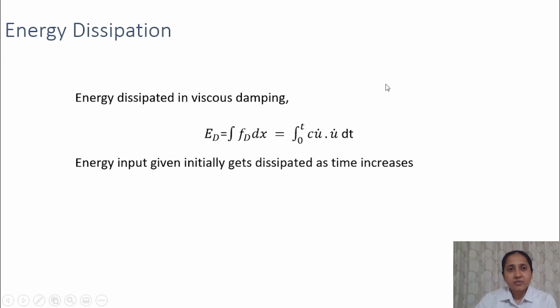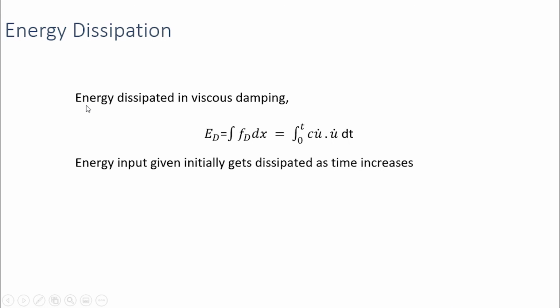Now let's see how energy dissipation is done in a viscous damping system. So energy dissipated in viscous damping is equal to the integral of the damping force times dx, right? So this gives the energy. This dimension is that of energy. This integral is equal to, if you integrate from 0 to the time t, c u dot, that is what Fd is. So Fd is equal to c u dot and dx is equal to u dot dt. So if you integrate this, we will get how much energy is dissipated by the time t.